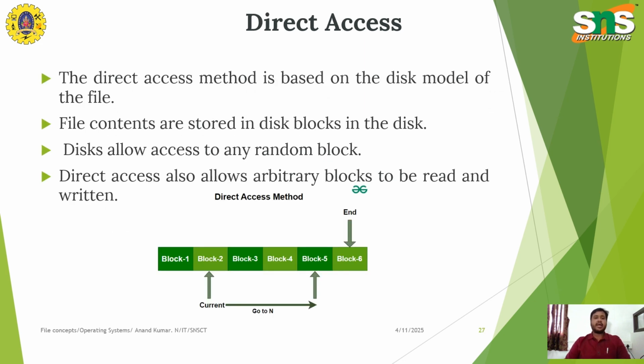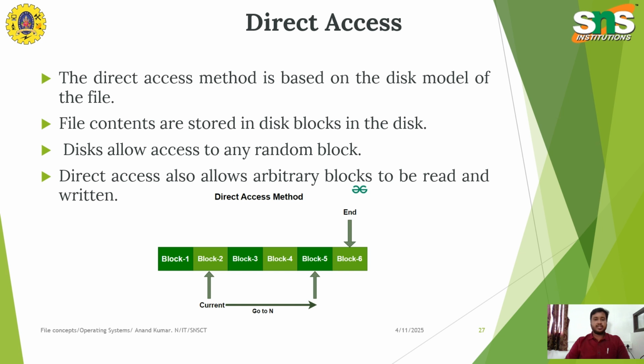So the next will be the direct access method. Direct access method is based on the disk model of a file. This is one of the major aspects that we are using nowadays. File contents are stored in disk blocks, as I told you, in the disks, and the disks allow access to any random block, not like the sequential access method. It allows direct access. The direct access also allows arbitrary blocks to be read and written.